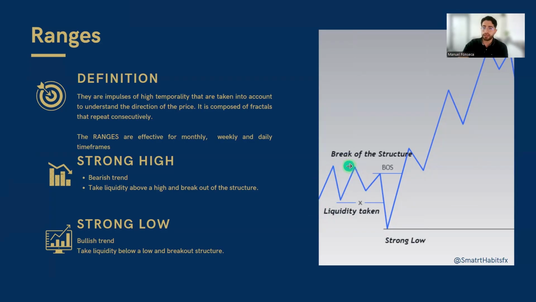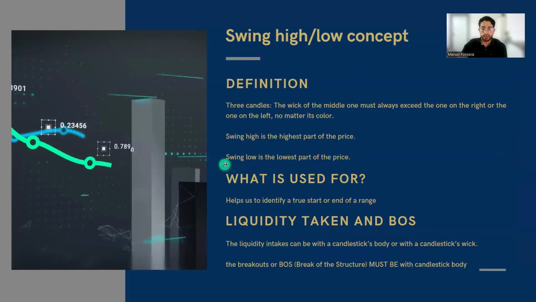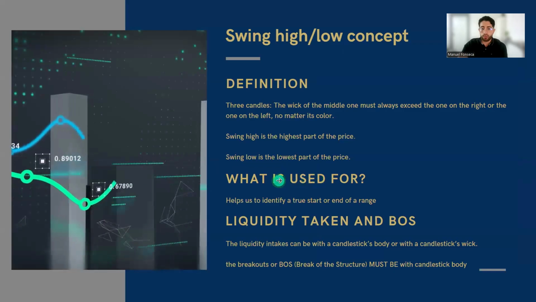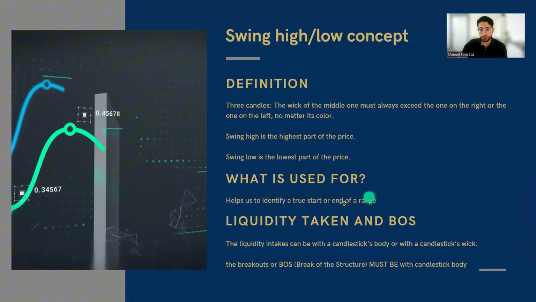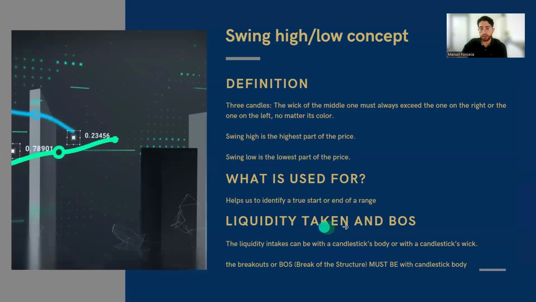Now, what happened after that is this swing low is broken by the price, or the liquidity is being taken. And then the swing high also is broken. We're going to see that in detail, okay? Now we identify that we need to work with the most recent part of the price, correct? And this is how we identify how it works. Now, what it is used for: it helps to identify the start or the end of a range, okay? And the liquidity taken and BOS.